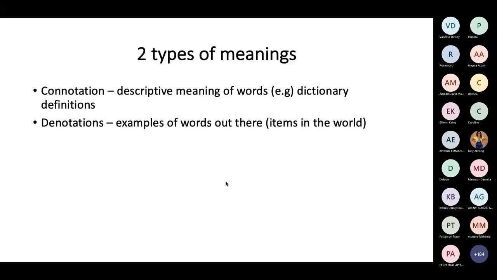But denotation or denotative meaning is more like examples of words out there, items in the world. Denotative meaning is like a representation of something out there, an item or something in the world that represents whatever we're talking about. So connotative meaning is a descriptive meaning, and denotative meaning is like exemplary meaning, more of an example of the subject matter.